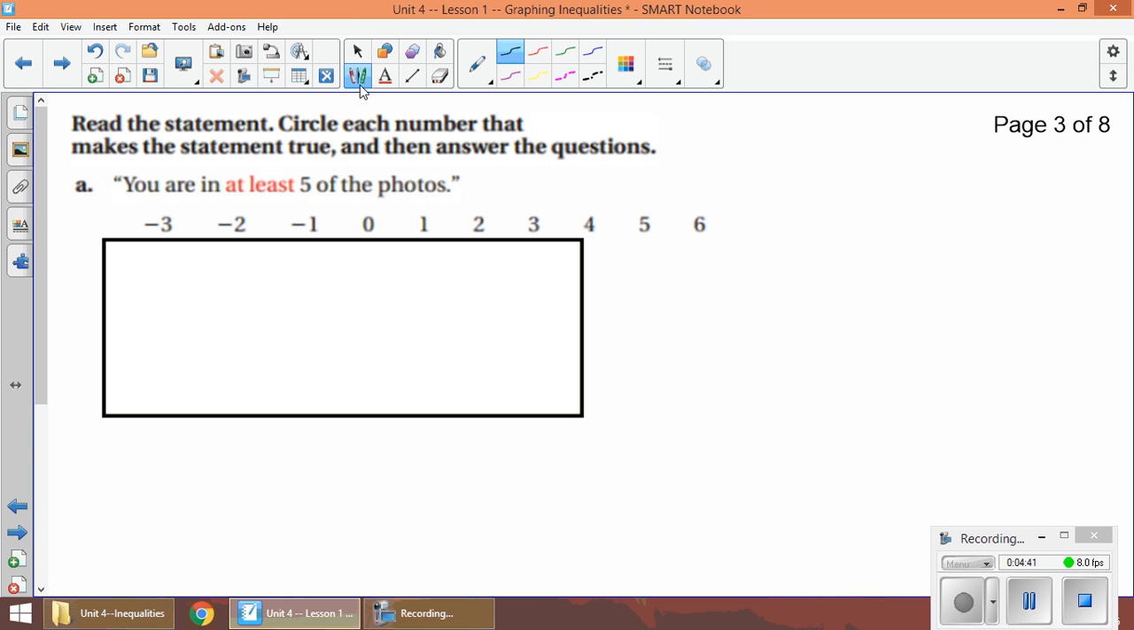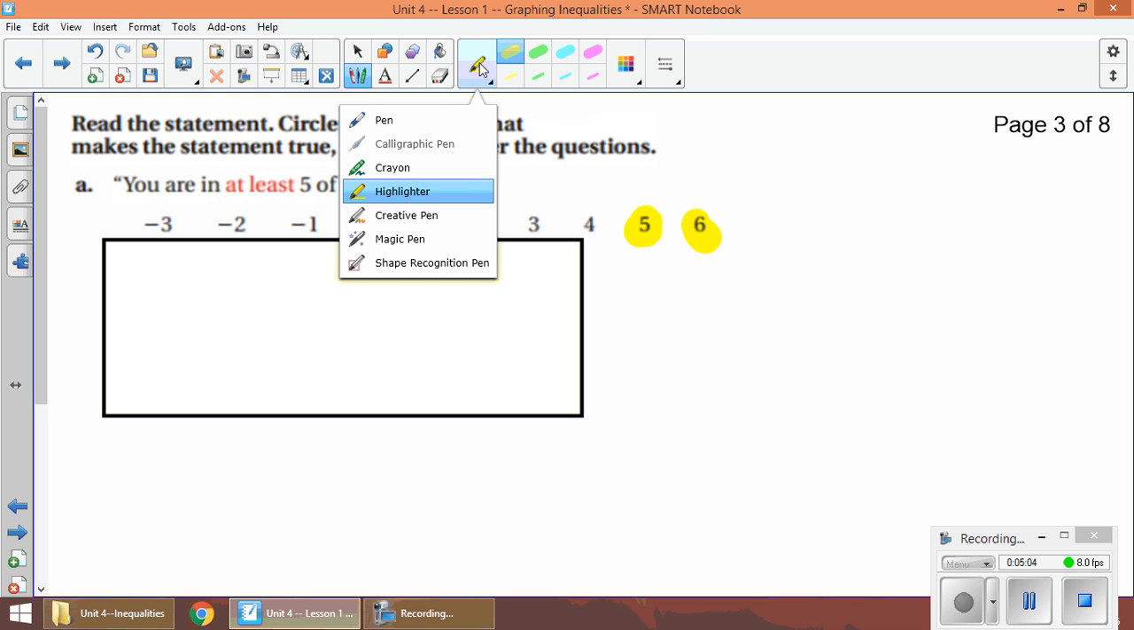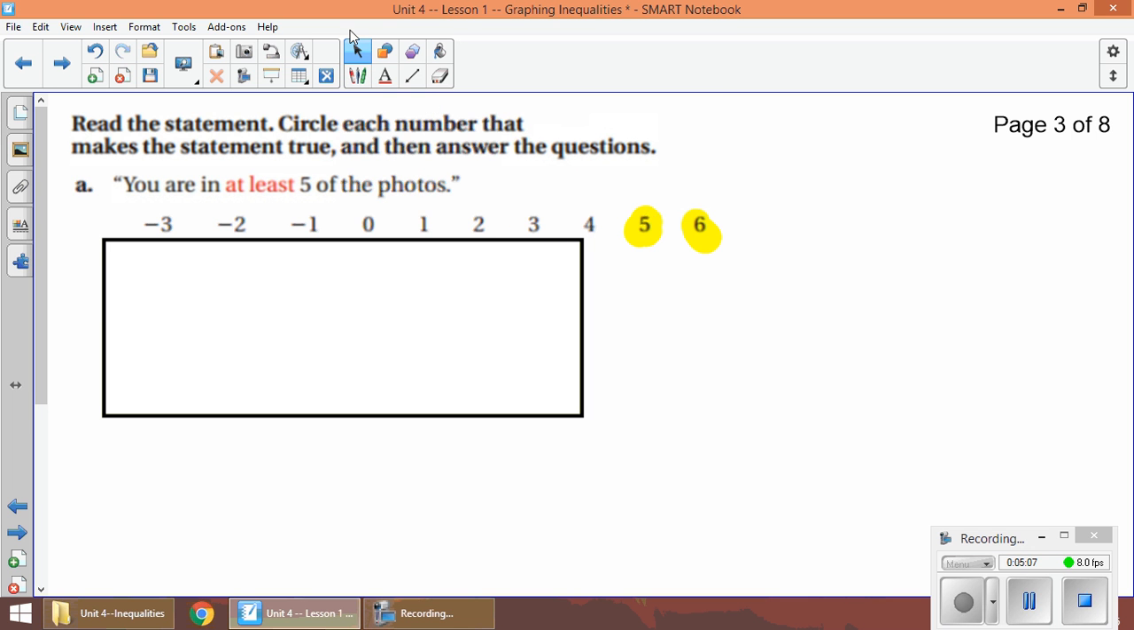Okay, so hopefully at this point you have circled 5 and 6. At least means I can be 5, at least 5, or anything bigger. So if you say to your parents or someone at home or a friend, I need at least $5, if they give you $10 or $20, are you going to be upset about that? And hopefully you're saying no. So at least $5 means you need 5 or more. So you're in 5 pictures or possibly more, so 5 and 6.